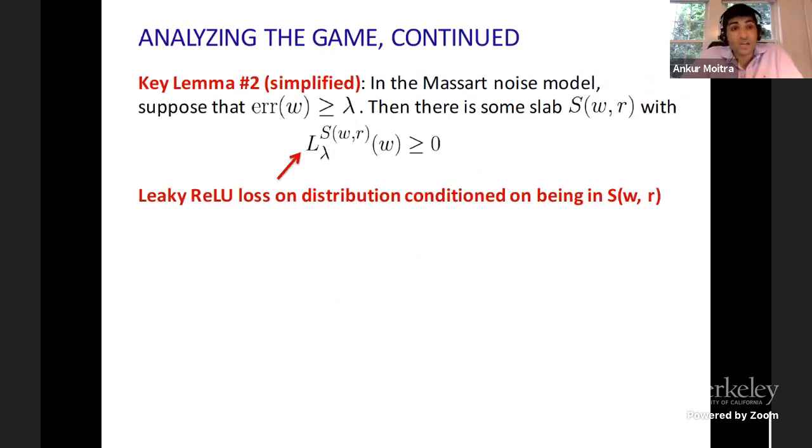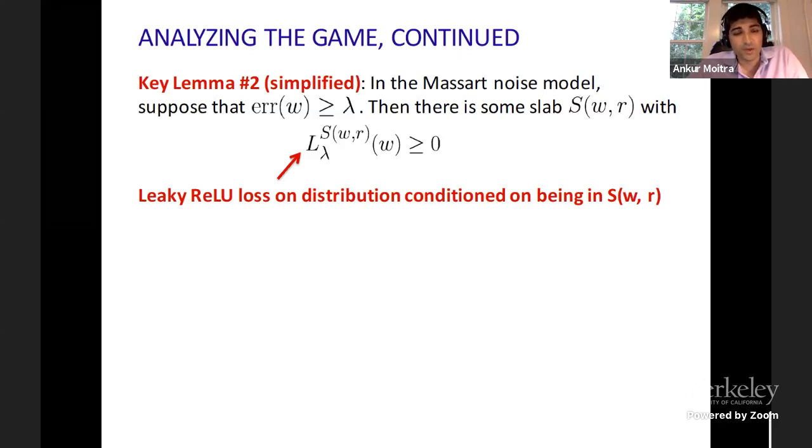So I'm half done because I only have one more key lemma left to go. So let me tell you the key lemma that we're going to need to complete this analysis of why reaching an equilibrium in this game is good enough to solve the learning problem. And this is actually a simplified version of the lemma that's in our paper. What I claim is the following.